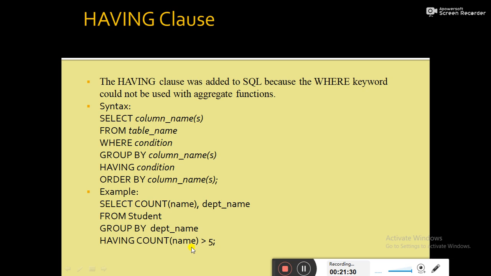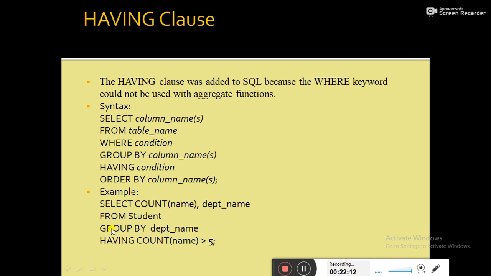What is the condition? Initially 3 groups are formed: CSE, IT and ECE. Now out of these 3 groups, we only consider those groups which have more than 5 students. That means after forming the groups, against each group we have to count how many students are there. We do so with the help of count name. And how do we impose that criteria that the number of students should be greater than 5? With the help of the having clause. So having count name greater than 5. So here instead of the where clause we have to use the having clause.